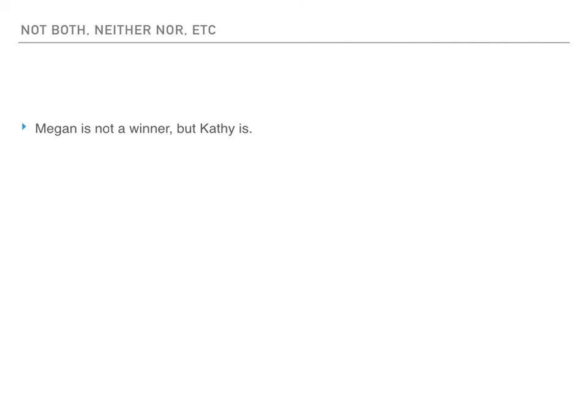Here we have a sentence that says, "Megan is not a winner, but Kathy is." If we have M standing for the sentence "Megan is a winner," and K standing for "Kathy is a winner," then we would translate that sentence as tilde M dot K. Notice again that the comma right there indicates that "Megan is not a winner" is one unit, and that the tilde applies to M only. So we don't need to adopt our convention in this case.